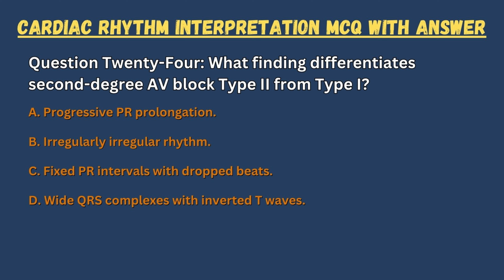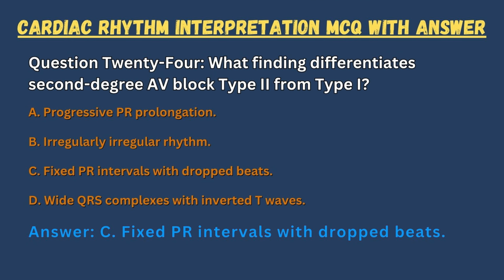Question 24. What finding differentiates second-degree AV block type 2 from type 1? A. Progressive PR prolongation. B. Irregularly irregular rhythm. C. Fixed PR intervals with dropped beats. D. Wide QRS complexes with inverted T waves. Answer. C. Fixed PR intervals with dropped beats.